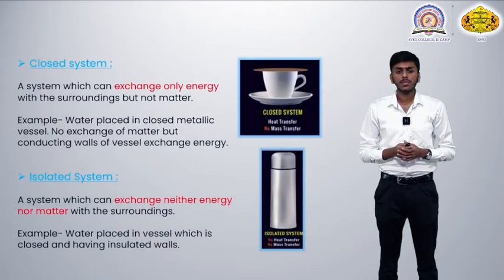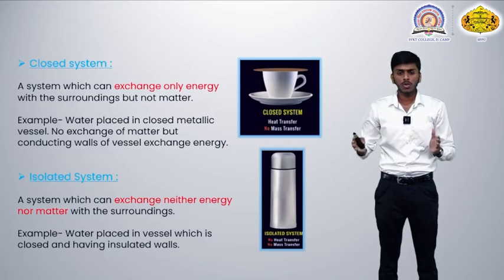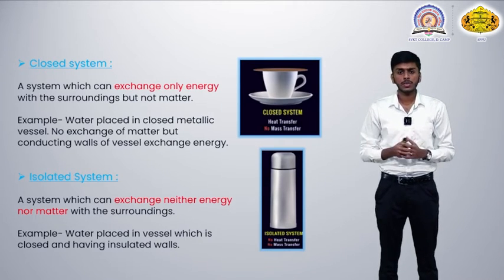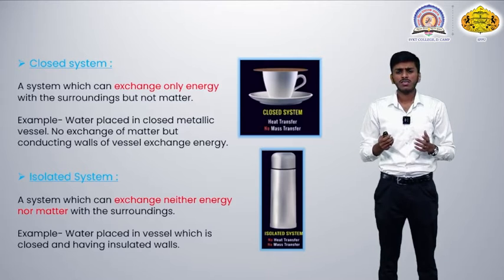Closed system: a system which can exchange only energy with the surroundings but not matter is known as a closed system. An example is water placed in a closed metallic vessel, so no exchange of matter occurs, but the conducting wall of the vessel can exchange energy. A general example is hot tea in a cup and saucer, but the cup is covered with a lid.